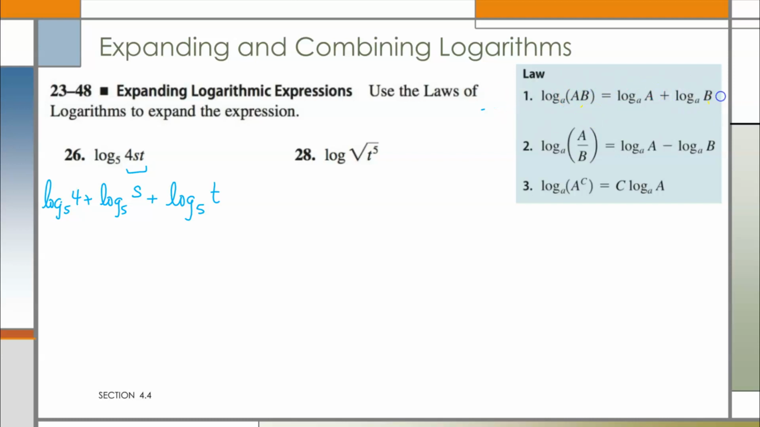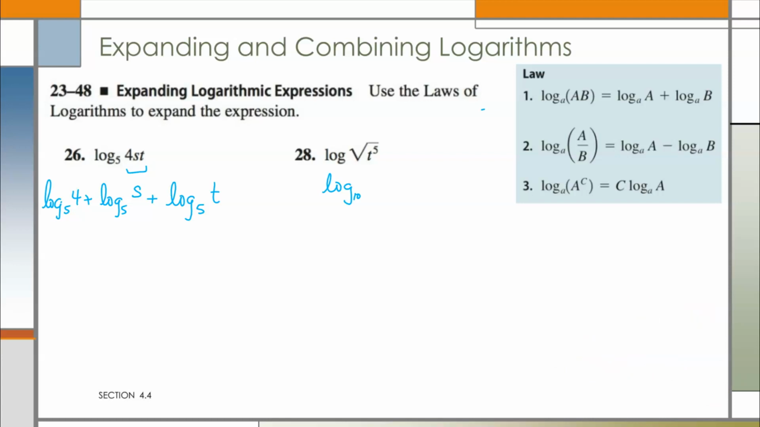Okay, problem number 28. Let's first rewrite. This is log base 10. 10 is used so often, we don't write it, just like when we don't say x to the first, we just say x. We don't say log base 10 because it's used so often, we just say log. Remember from a previous section, that's the common logarithm.